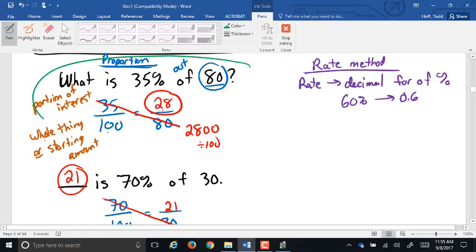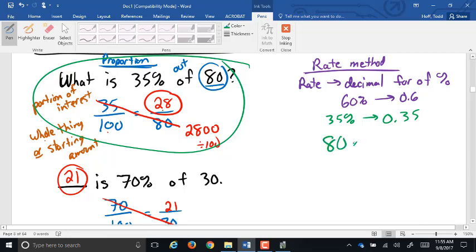So this problem here, what is 35% of 80? Well, the rate for 35% is 0.35. We would solve this problem by taking the 80 and multiplying by 0.35, which would give us 28.